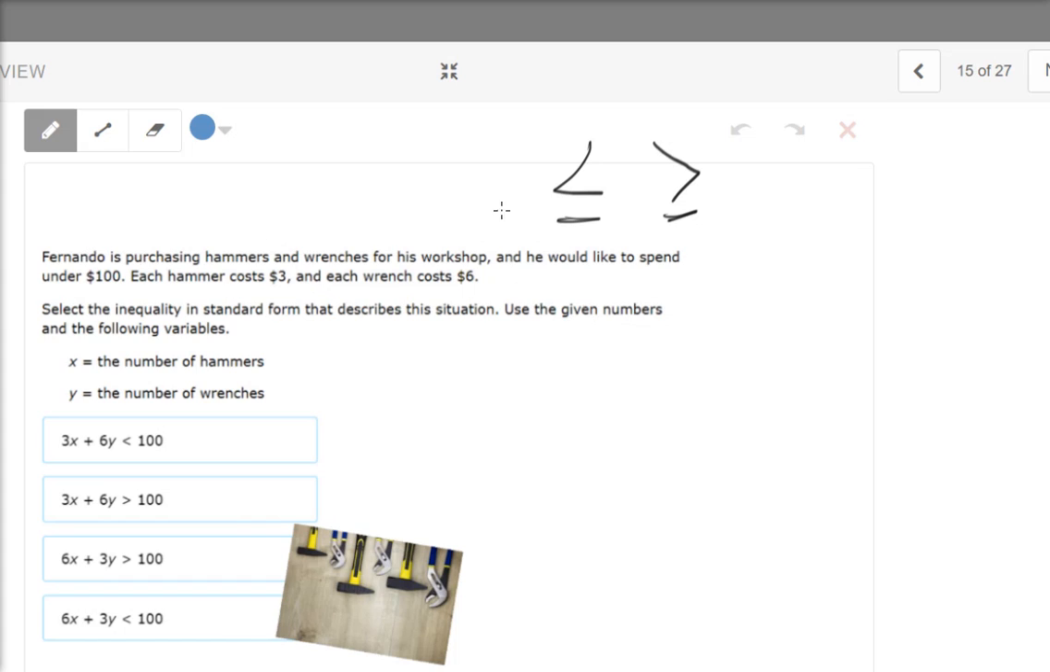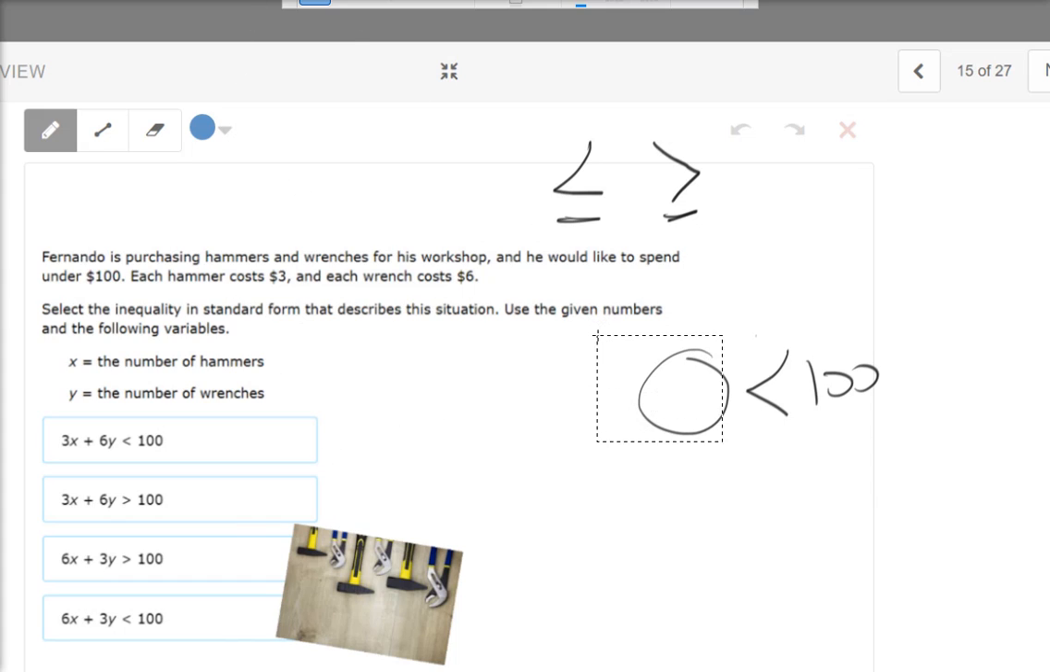All right, so for example, this question: Fernando is purchasing hammers and wrenches for his workshop, and he would like to spend under $100. So anything to the left has to be under. So this symbol means anything to the left is under 100 bucks. Okay? All right, so let me erase this.